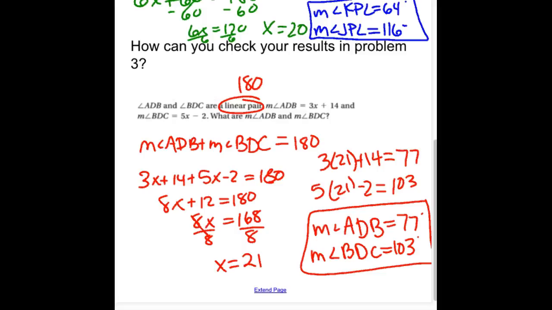You should have set up the equation 3x plus 14 plus 5x minus 2 is 180. Combine your like terms, get x to be 21. Plug that back in, we get angle ADB to be 77 degrees and the measure of angle BDC to be 103 degrees. Check our work. Those should add up to 180. 77 plus 103 is 180. We did it correctly. All right.